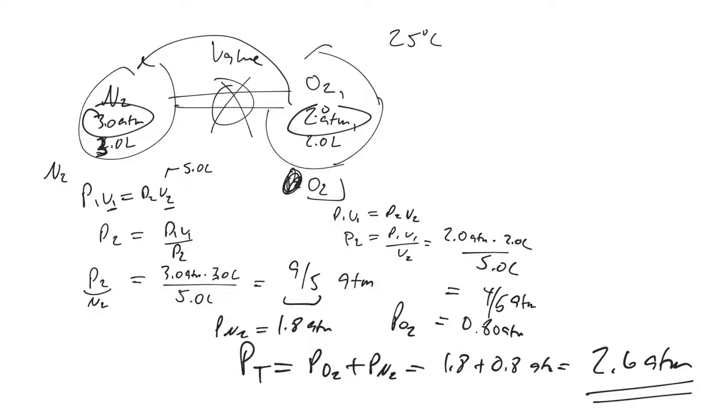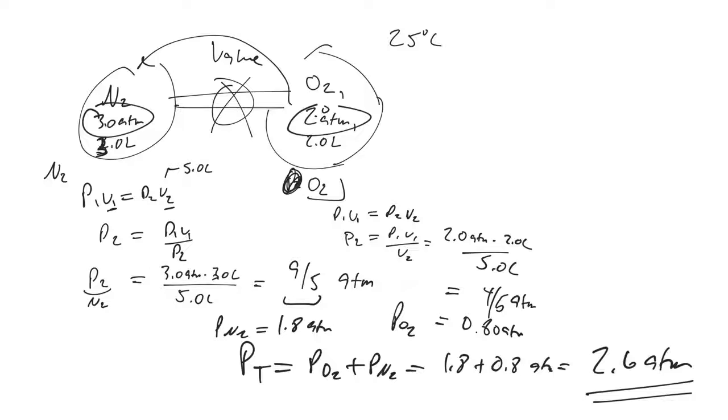Okay, so partial pressures of the components of your system added together sum up to the total pressure. Now, we could have had N2 and N2. If we had the same gas on either side, nothing changes, because the gas particles of N2 aren't interacting with the O2 gas particles.